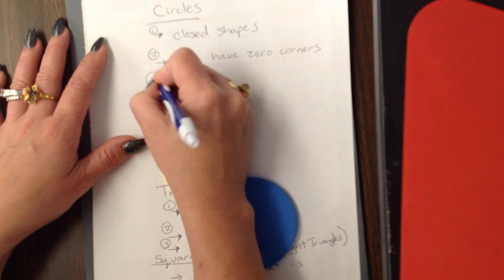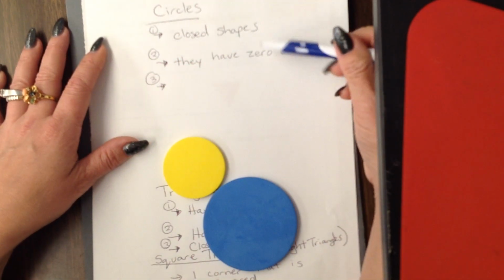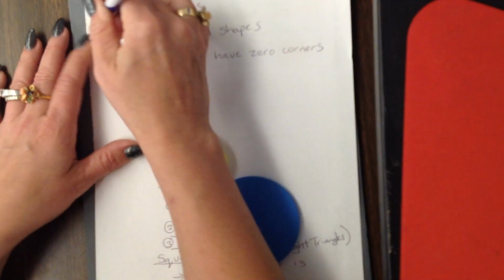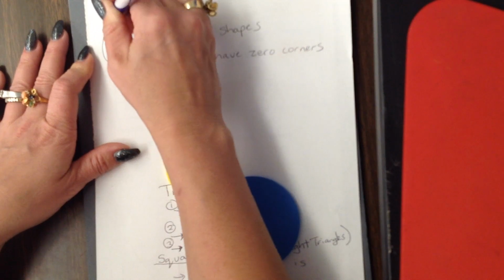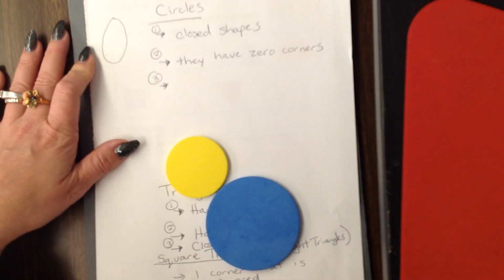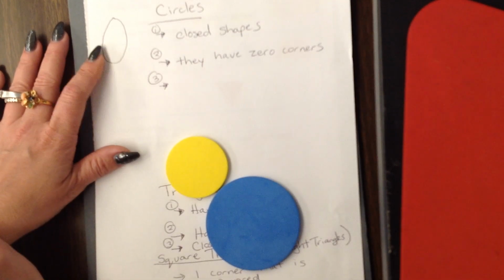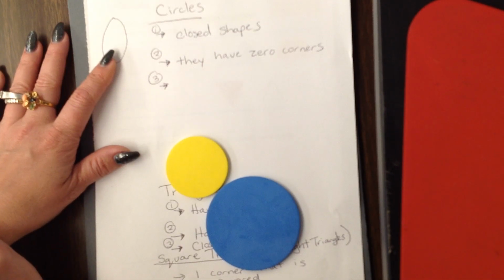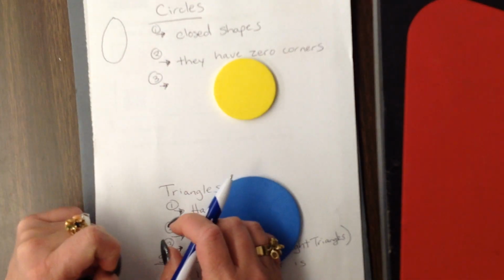Now a third thing about them, because if I just was going by this rule, it's closed and it doesn't have any corners, I could draw a shape like this. And I would ask you, is that a circle then? The answer would be no. Many of you might know that this is called an oval, okay? So this would not be a circle. So what is the difference between this and that?